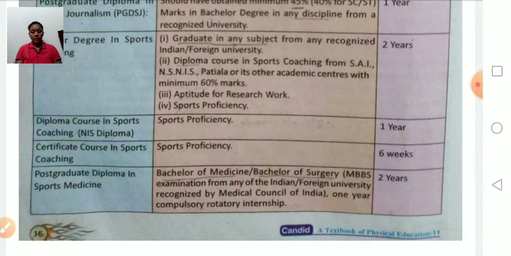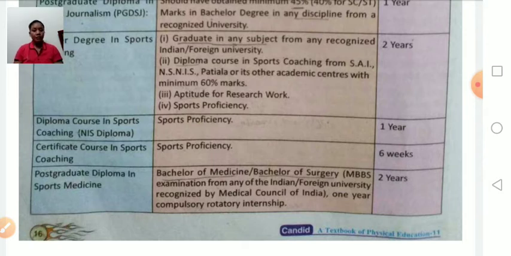Diploma course in sports coaching, that is NIS. For this, you should have sports proficiency in any game, and it is of 1 year duration. Certificate course in sports coaching. For this also you should have sports proficiency in any game, and it is of 6 week duration.